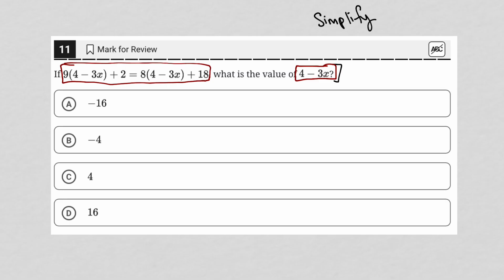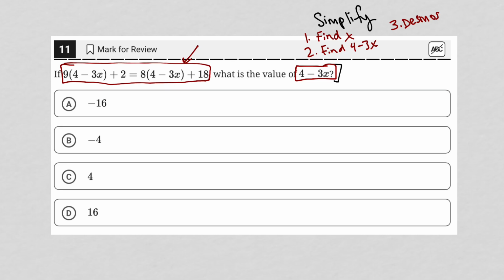So a couple of ways to solve this. The question's asking, if we have this equation, what is the value of 4 minus 3x? So one way to solve this is to find x, and then to plug x into the expression. The second way to solve this is to literally find the value of 4 minus 3x. We can isolate 4 minus 3x from the given equation. And then the third way is to use Desmos. All right, so I'm going to show you all 3 ways here. It won't take long at all.